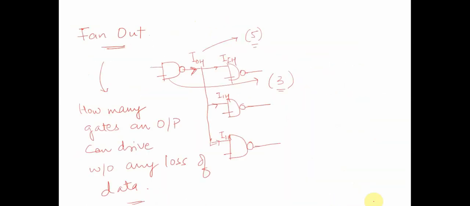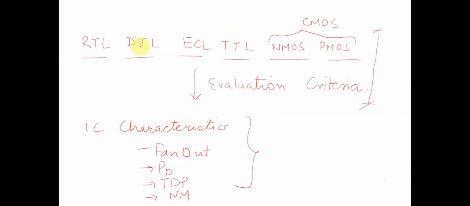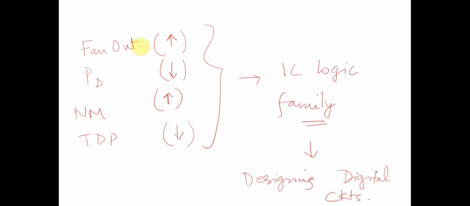So basically we spoke about important concepts over here. We started with the level of integration. We discussed how many gates comprise SSI, similarly MSI, LSI and VLSI. Then we spoke about different characteristics based upon which we would decide which of these IC logic families to use to form our circuits. And at the end we looked in detail into fan out, propagation delay, noise margin, TDP, and eventually one thing which is left and which I want to touch briefly, not in detail, is what kind of IC logic families are there.